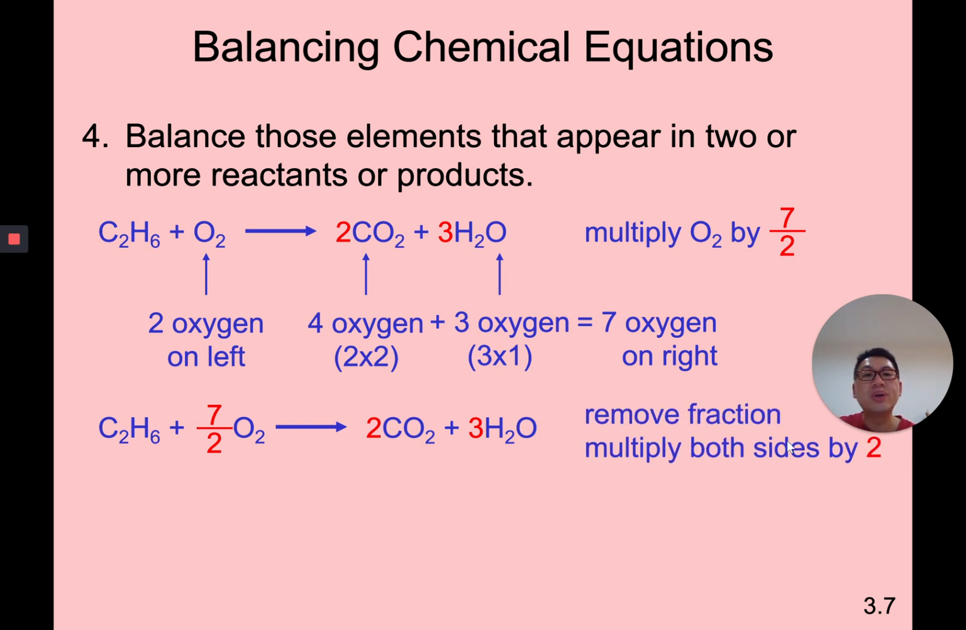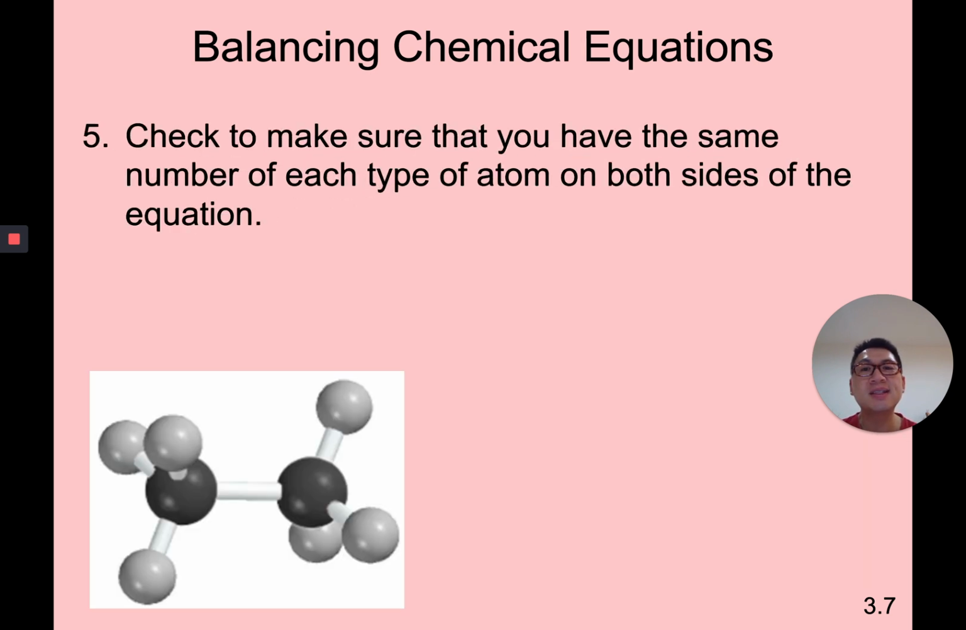So to get rid of that decimal, to remove that fraction, I'm going to be multiplying both sides of the equation by 2. 1 times 2, 7 halves times 2, 2 times 2, and 3 times 2. Now everything is a whole number. That equation there, hopefully, is a balanced equation. And that last step in balancing chemical equations is basically check your work.